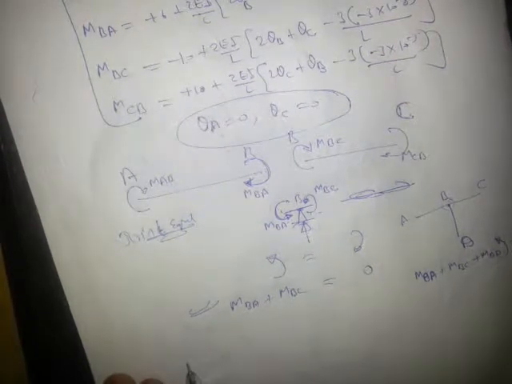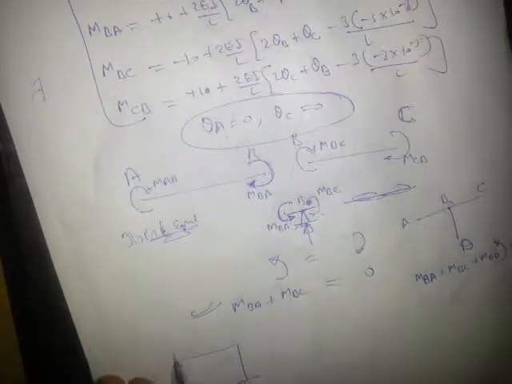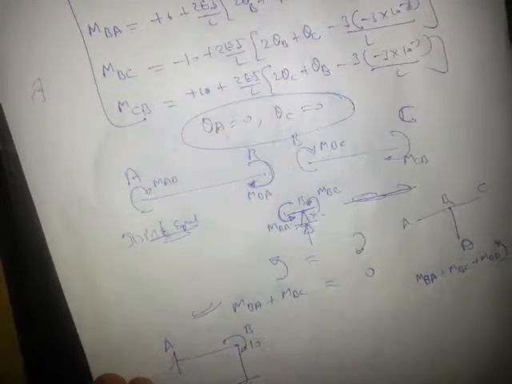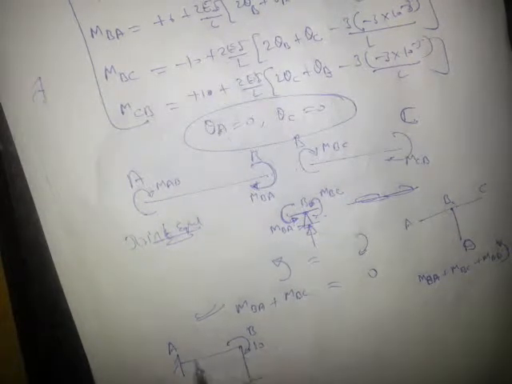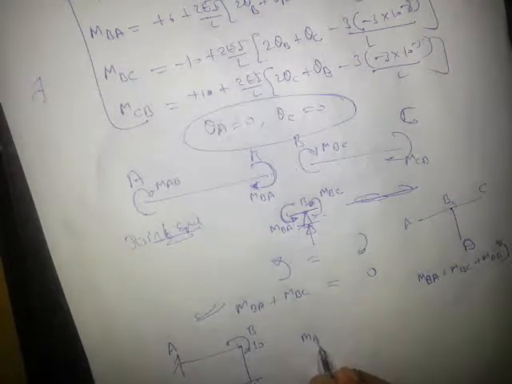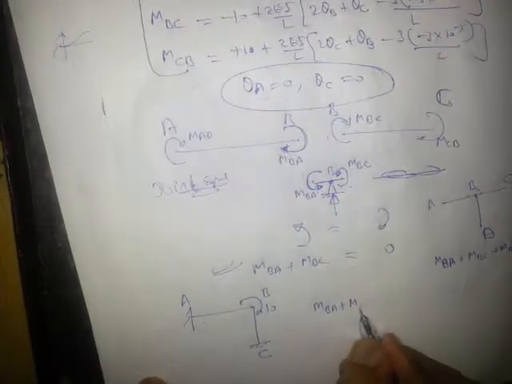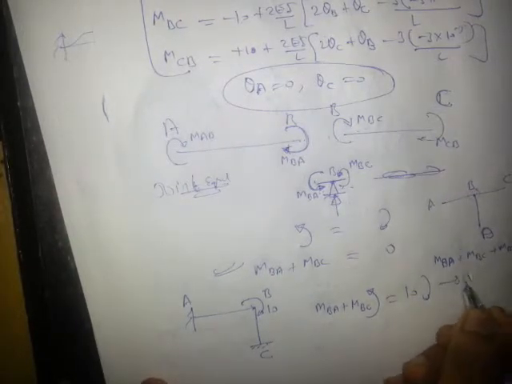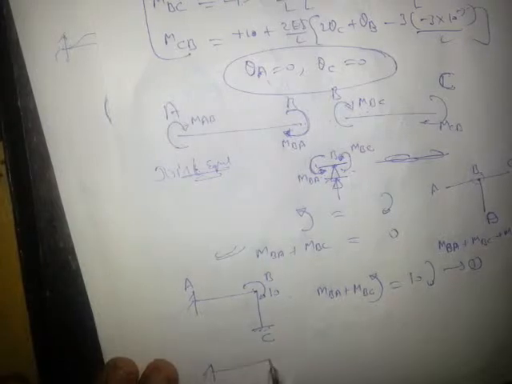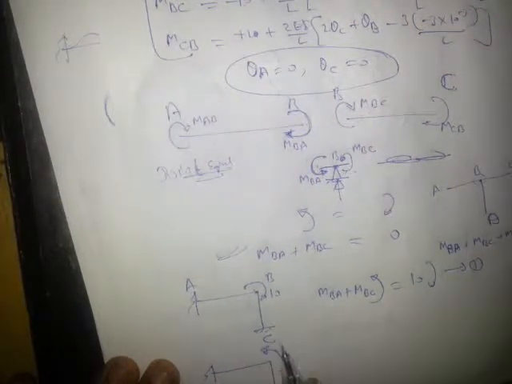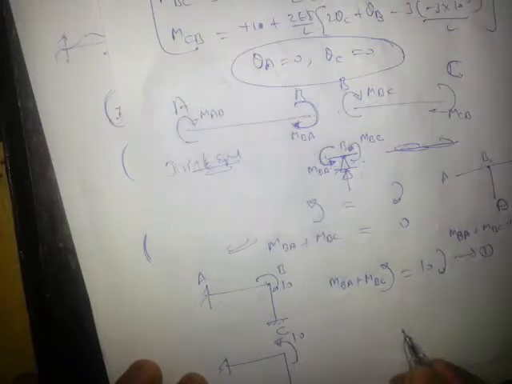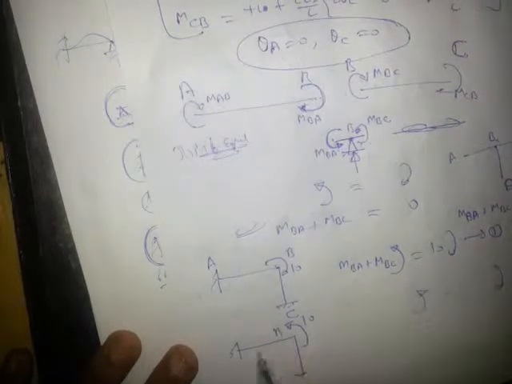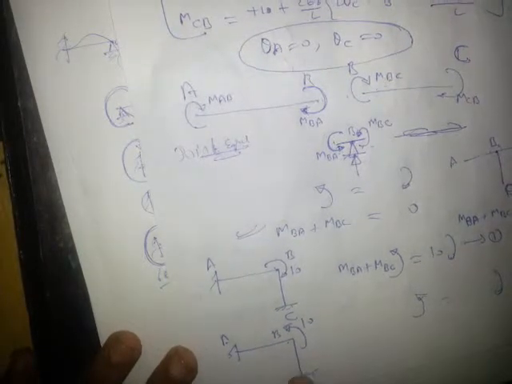But if this was the case, this was the question, write joint equilibrium of B. This is A, this is C. So you see MBA plus MBC is anti-clock and equal to clock, which is 10. This is the joint equilibrium. But had it been opposite like this, what would you say? Anti-clock equal to clock. So anti-clock are the joint moments. This is B, this is A, this is C.